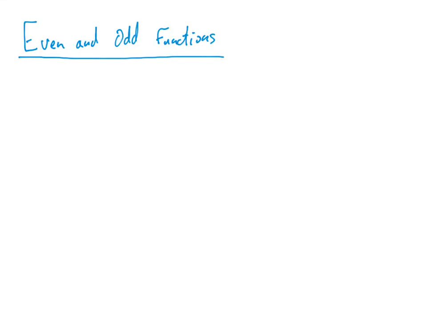In this video, I'll be going over even and odd functions. We say that a function is even if the function f of x is equal to f of negative x. Graphically, what this means is the function is symmetrical about the y-axis.